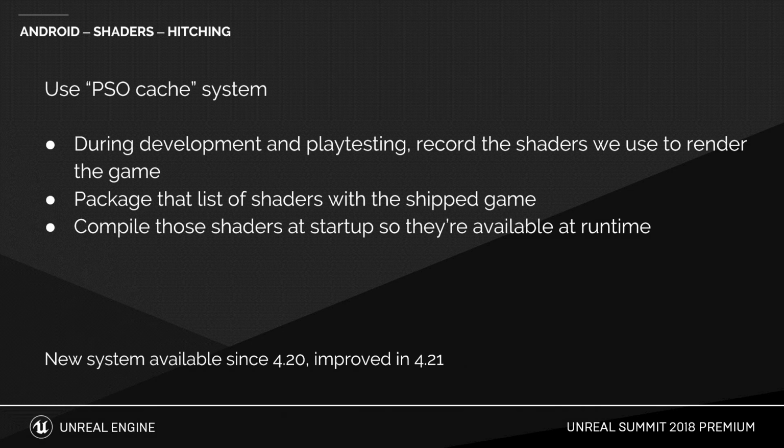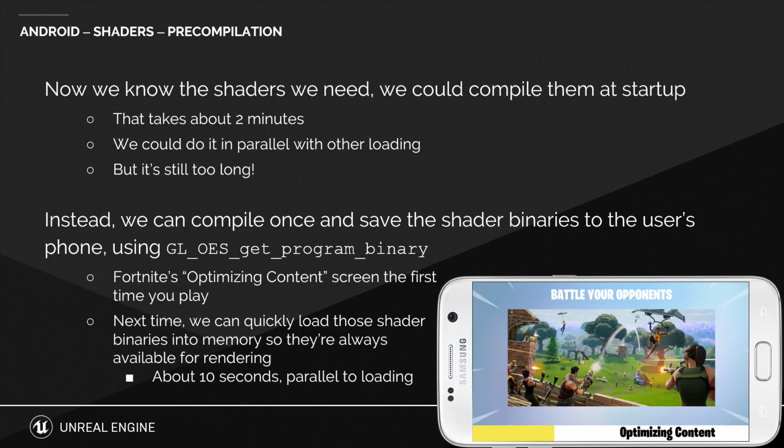And this is the PSO cache system. During development, we record which shaders are used, and then we package that list and load those shaders at startup time. And so now we know the shaders we need. We're going to compile them at startup, but that's taking about 2 minutes for the 2,000 shaders we have.